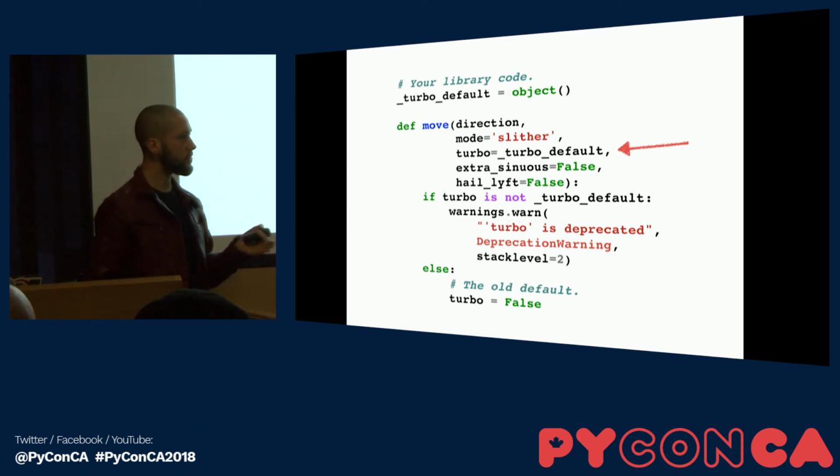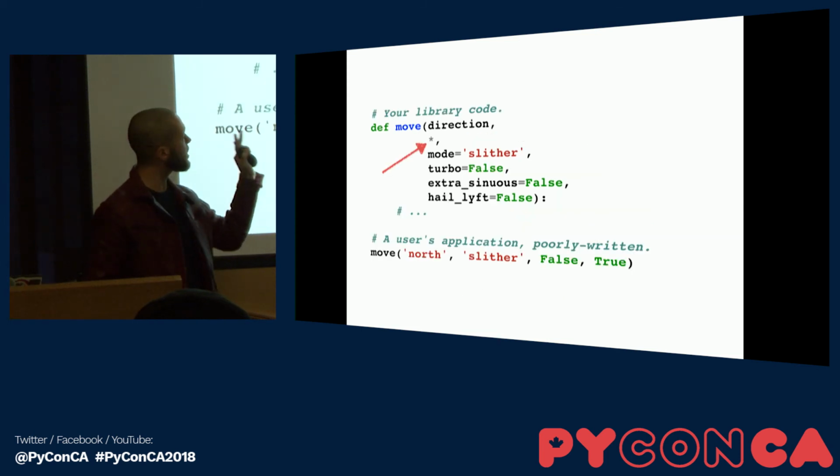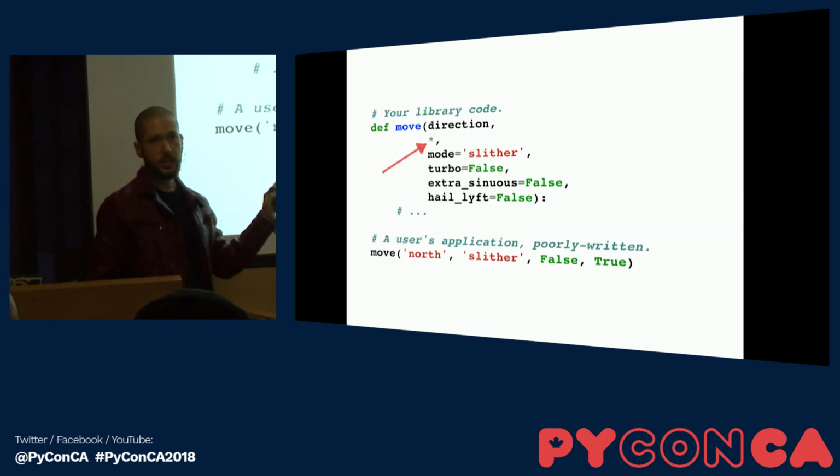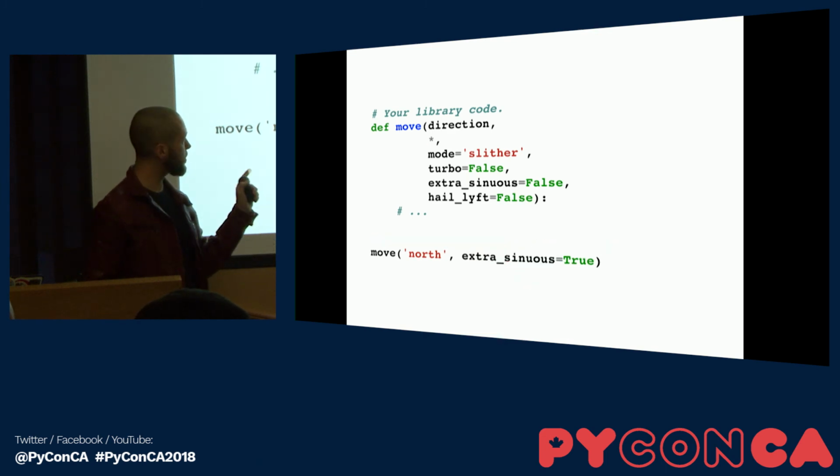So this is great. It gives users a warning on standard error, but users might ignore that. They might not read your guide. So a really great feature in Python 3 is this new star syntax. This requires users to pass everything after it as keywords only. So this is now prohibited. Users must pass keyword arguments for everything after the star.